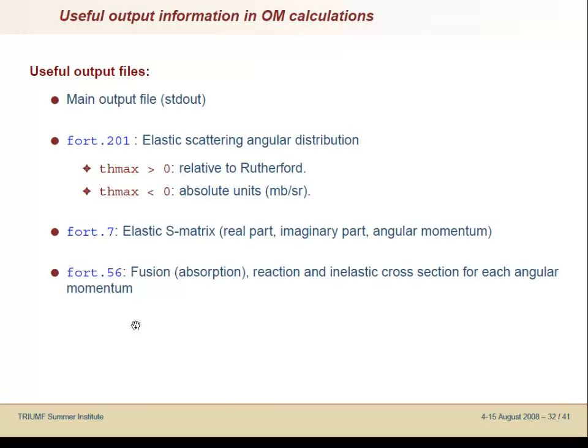Then it's also useful to look at the elastic S matrix, particularly to see if you have the property that for very large angular momenta the S matrix should go to 1. That way you don't have nuclear interactions; you are far away from all the interactions, so the S matrix should be 1. Okay?